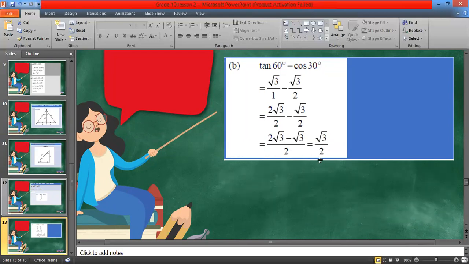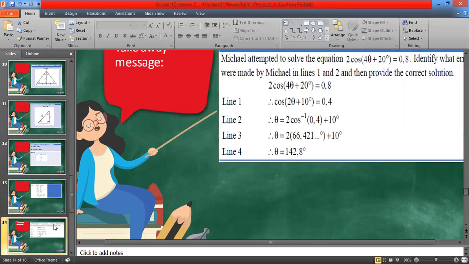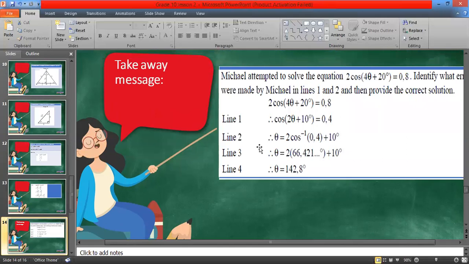So these are some of the questions you can come across. Next class we'll be looking at other aspects of trigonometry. But this one is just a take-home work. It's just something to take home, something to think about.